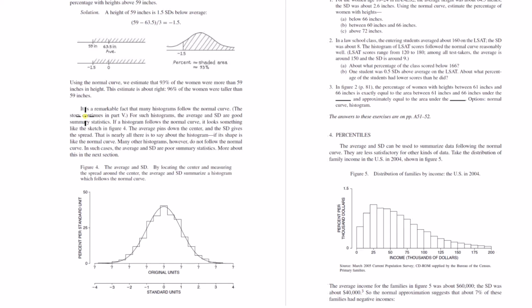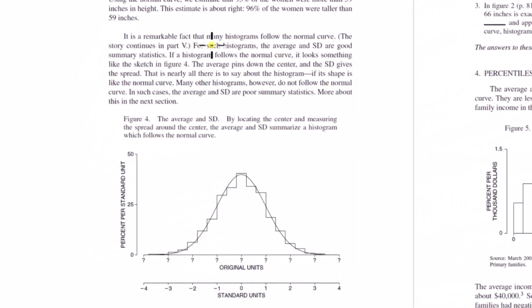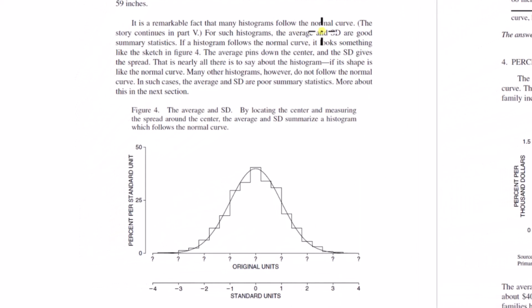It says, "It is a remarkable fact that many histograms follow the normal curve." So many histograms, you can assume that they're following close to a normal distribution. That's the case for many histograms. Now just remember, when we're saying a histogram, what does that mean? A histogram is just a list of numbers.